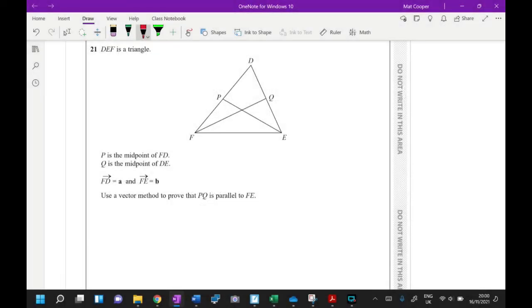So question 21 was a vector question. It wasn't an easy question, I have to say. F to D is A, but we're told that P is halfway along that road. So hopefully you were able to see, lots of you did, that that's a half of A, and that's a half of A as well. And F to E is B. There we go. So these are the only roads I know about. I'm going to highlight them because they're the only roads I know.